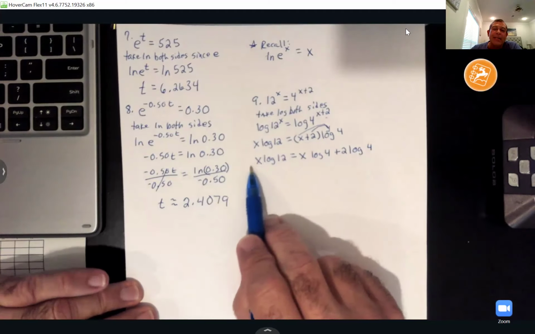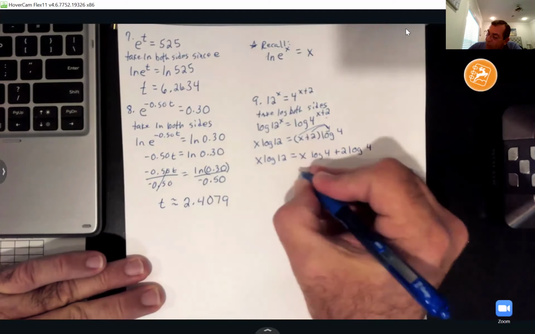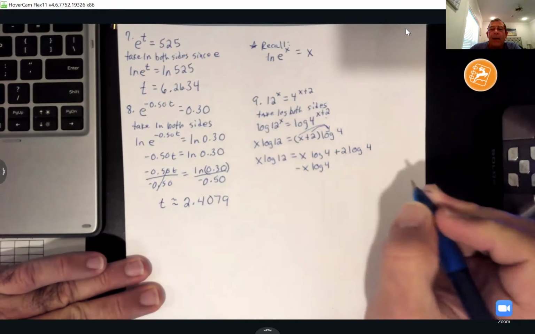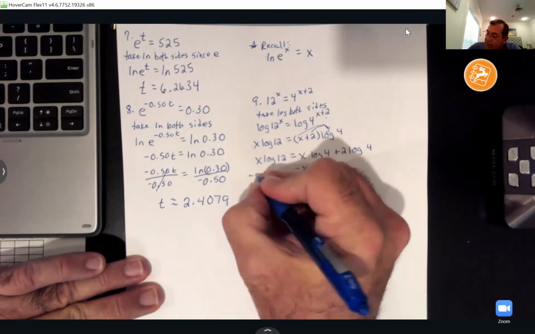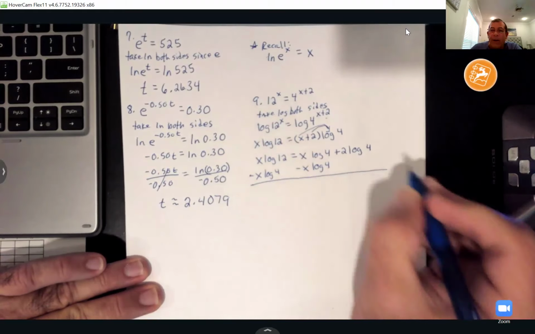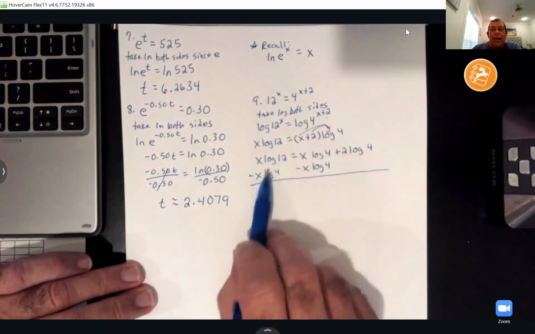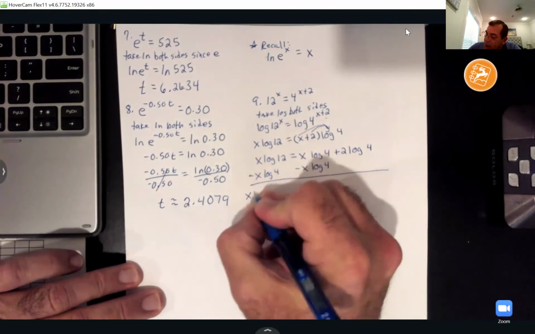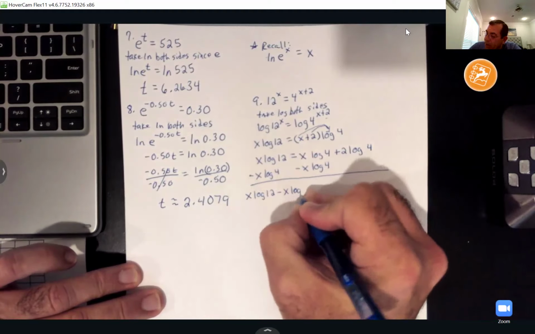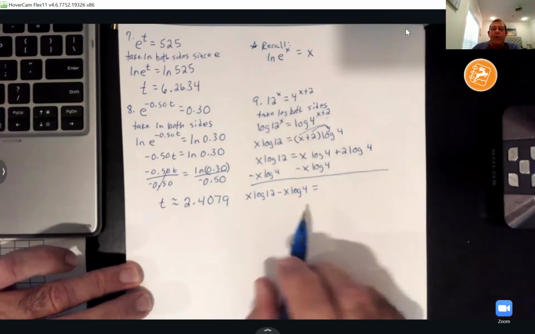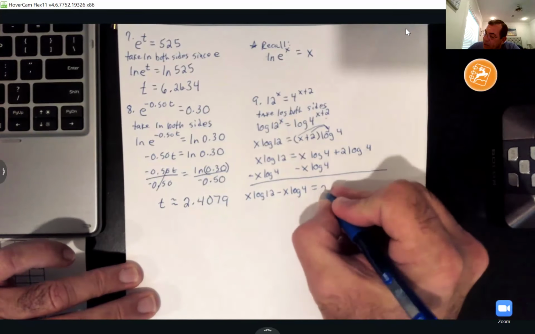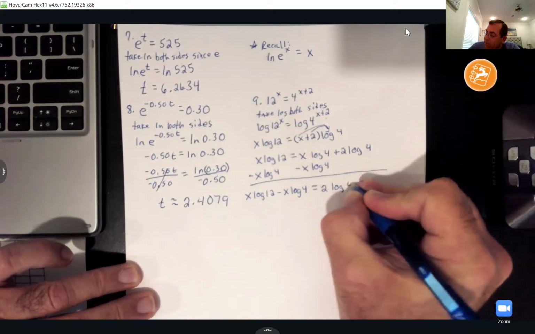So I need all these x's on the same side. So what we're going to do now is subtract the x log 4 from both sides. Oh, y'all fun already, right? So these are not like terms. So you got an x log 12 minus the x log 4. But y'all look here on the right side, those canceled. So all that's left on the right side is a 2 log 4.